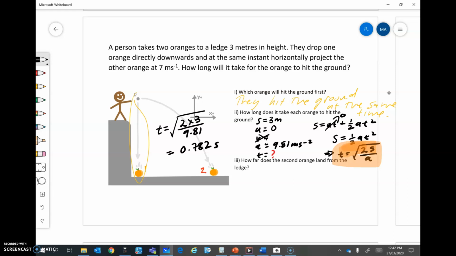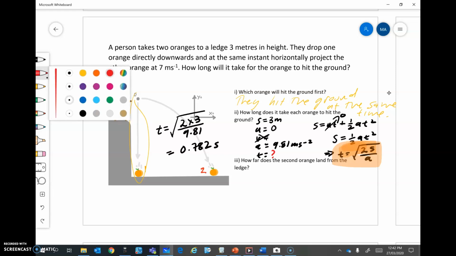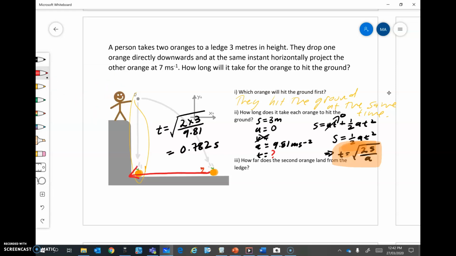Okay, now, we're asked how far does the second orange land from the ledge? So we want to know this distance horizontally from the ledge. I'll call that Sx for our horizontal distance because x is the horizontal plane. So we know now that the time of flight of this second orange is the same, 0.782 seconds.